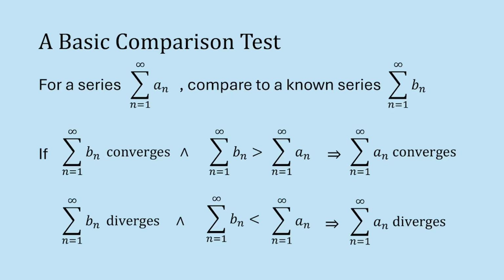All right, so what does this tell us for more abstract cases? Well, we can do a basic comparison test. For any unknown series, compare it to a known series, and if that known series is convergent and somehow greater than the unknown series, then you know that your unknown series is convergent, and the vice versa is also true.